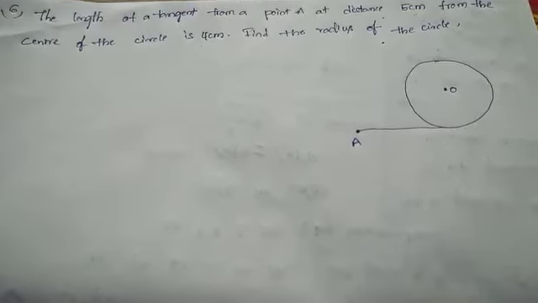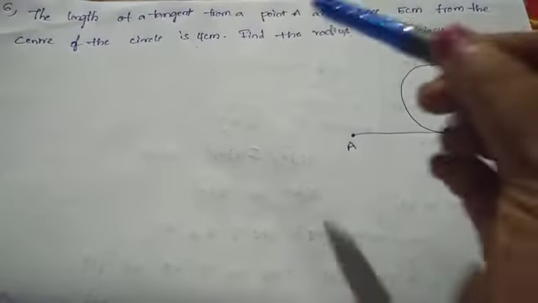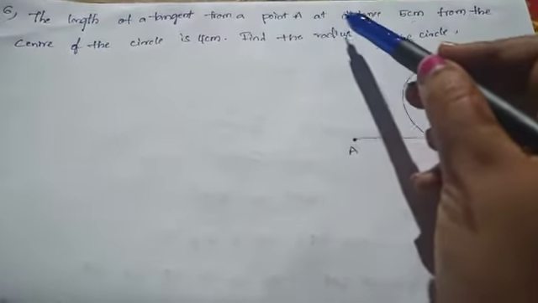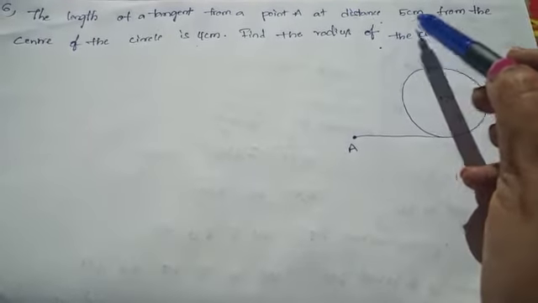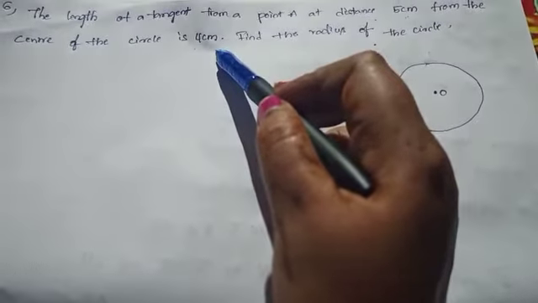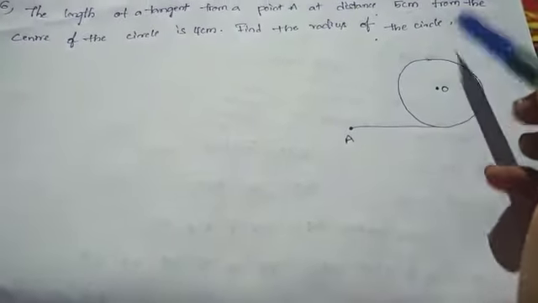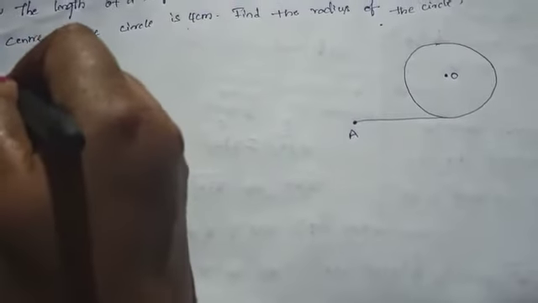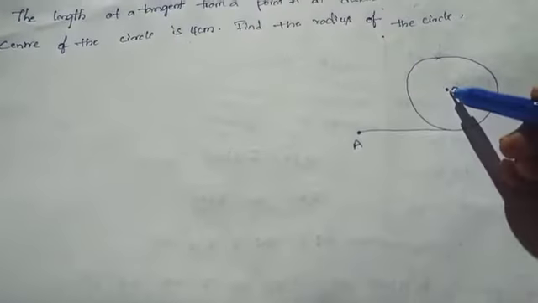Next question number 6 in circles. The length of the tangent from a point A at distance 5 centimeters from the center of the circle is 4 centimeters. Find the radius of the circle. Let's draw one circle with center O.